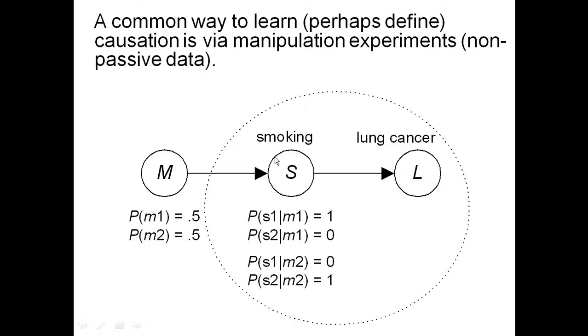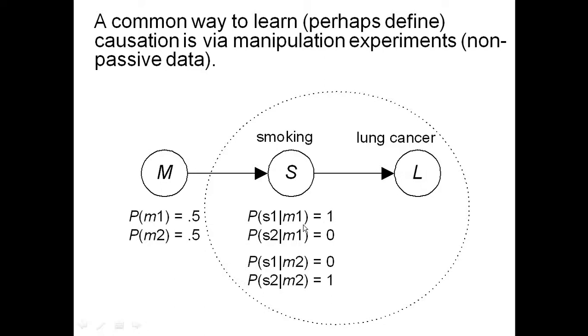Here's a common way to learn the type of causation I'm talking about. It's via a manipulation experiment, or a randomly controlled experiment, and we can represent such an experiment with a Bayesian network. There's a manipulation variable where the probability manipulated is 0.5. We put half of the subjects into the manipulated group, the other half into the non-manipulated group. All those people in the first group we make smoke, so the probability of smoking given you're in the manipulated group is 1. All those people in the other group we make not smoke. And then we measure the extent to which they have lung cancer.